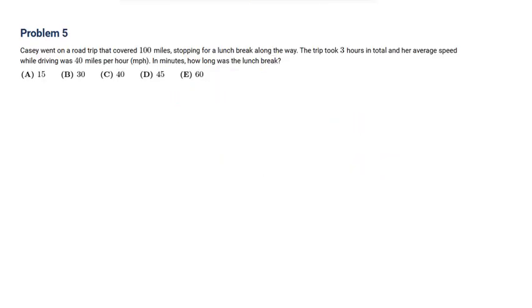Now, problem number 5. Cassie went on a road trip and covered 100 miles and stopped for a lunch break. The trip took 3 hours, and that includes the lunch break also. The average speed is given as 40 miles per hour. Now you have to find in minutes how long the lunch break was.